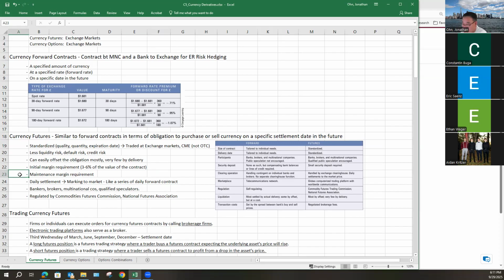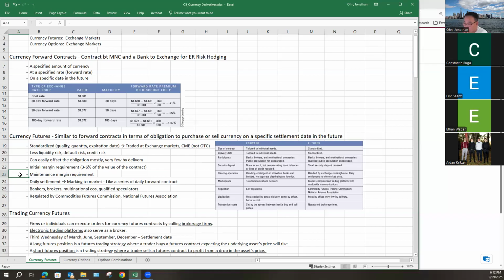Maintenance margin requirement, daily settlement, marking to market, like a series of daily forward contracts. Bankers, brokers, multinationals, qualified speculators, regulated by the Commodity Futures Trading Commission and National Futures Association.